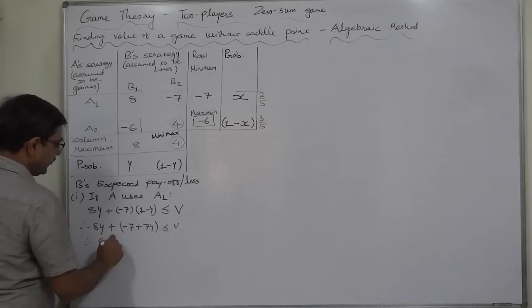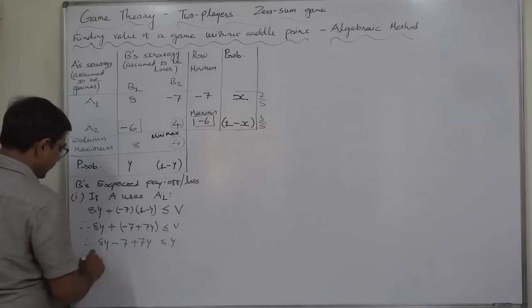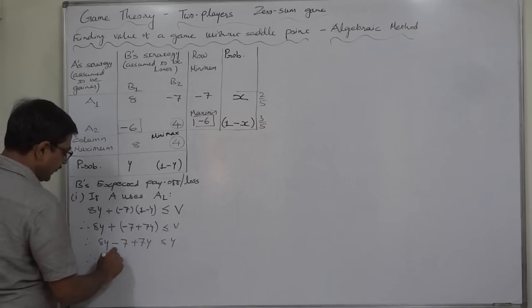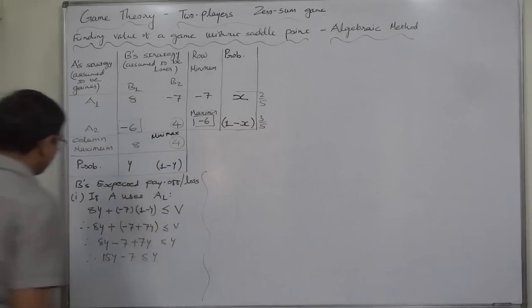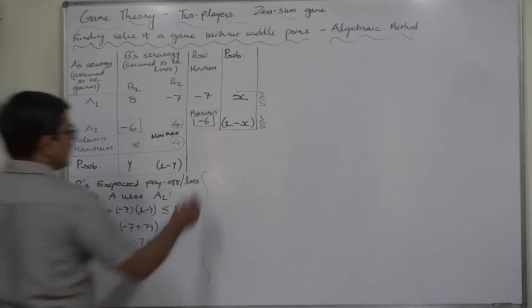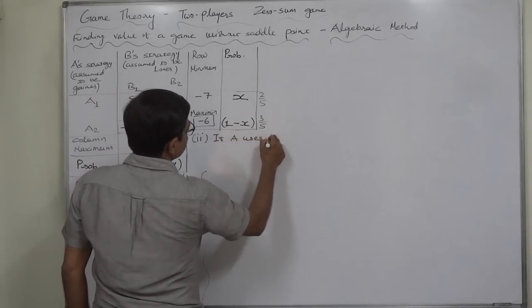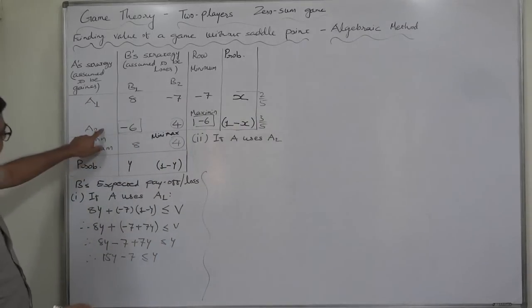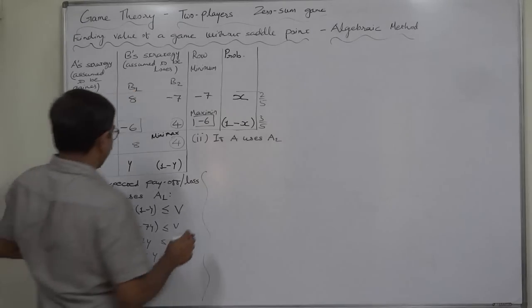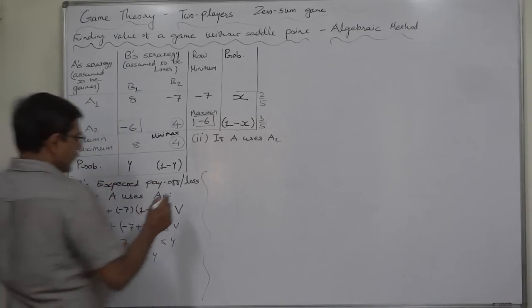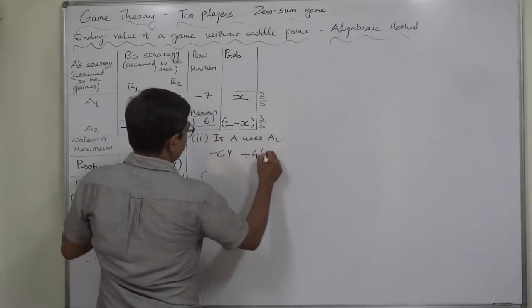That means 8y minus 7 plus 7y, that is 8 plus 7, 15y minus 7, less than or equal to the value of game. Similarly, what if A uses strategy A2? If A uses strategy A2, B's payoffs are minus 6 and 4, and the respective probabilities are y and 1 minus y. So it will be minus 6 into y plus 4 into 1 minus y.